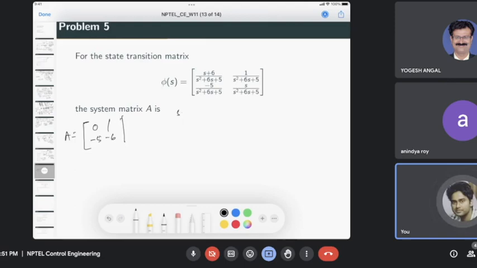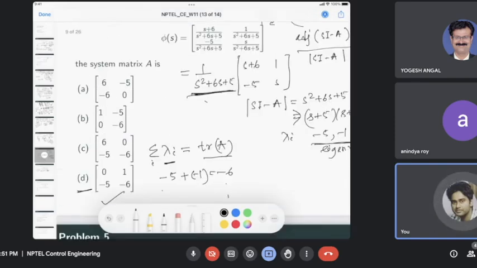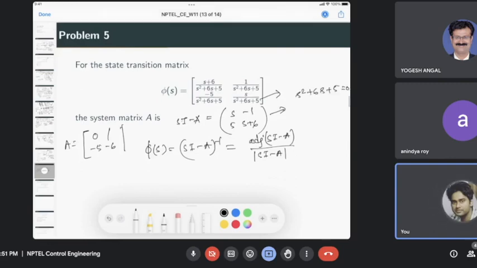First we compute sI minus A, which is s minus 1, 5, s plus 6. Then the state transition matrix is just the inverse of this, so it is the adjoint of (sI minus A) divided by the determinant of (sI minus A). The determinant of (sI minus A) is this one, which we already computed here. We can also easily check that this is s square plus 6s plus 5 equal to 0. So this is the determinant.